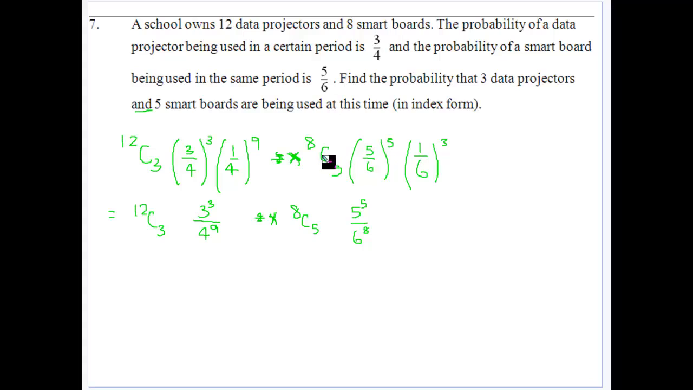For the probability of 5 smartboards being used, we get 8C5 ways. Our probability of a smartboard being used is 5/6, so we put that to the power of 5. And the probability it isn't being used is 1/6, so we put that to the power of 3. And then do our calculation. It says leave it in index form, so we can leave it as 12C3, and the 3 to the power of 3 over 4 to the power of 12, and the 5 to the power of 5 over 6 to the power of 8.